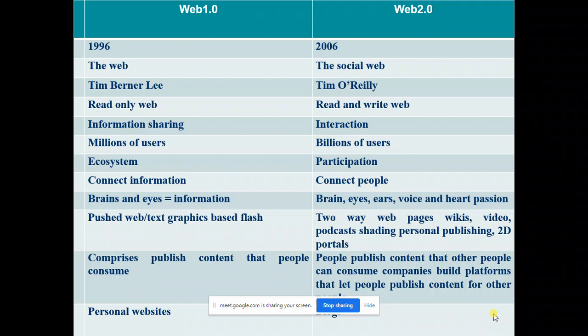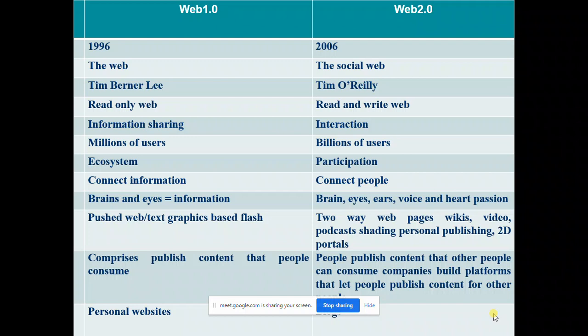That's what I said, many to many. So not one to many but many to many. This is ecosystem and this is participation. Web 1.0 connects information, and Web 2.0 connects people. Web 1.0 is brain and eyes equal to information, and Web 2.0 is brain, eyes, ears, voice, and heart, passion. That means a combination of a person, a complete person.